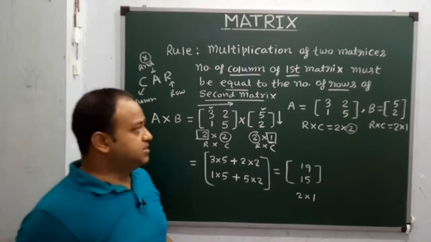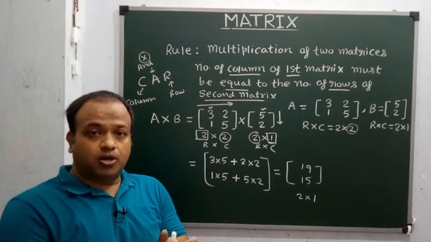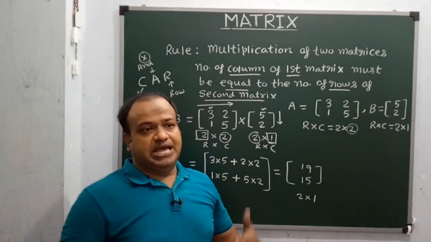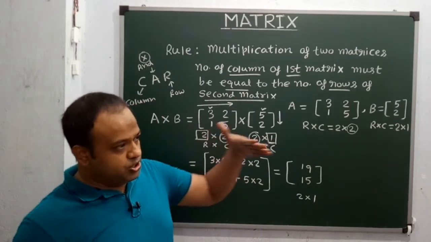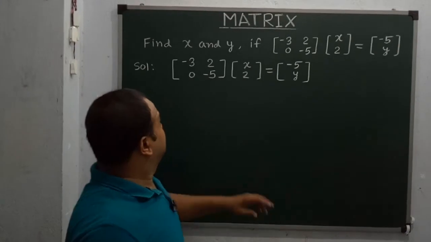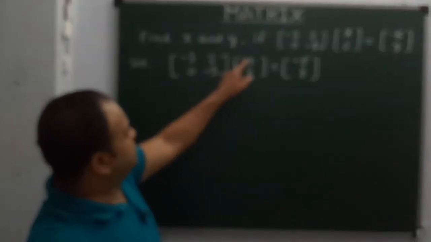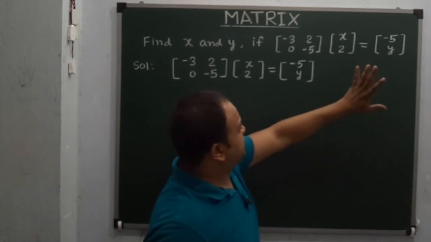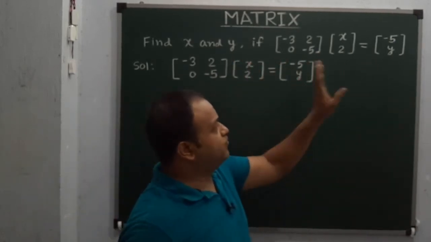It is very simple. Just remember, the number of columns of the first matrix must be equal to the number of rows of the second matrix, and the product will go horizontal into vertical. For the next sum, find x and y if the product of two matrices is given, here minus 5 and y. You have to find the value of x and y.